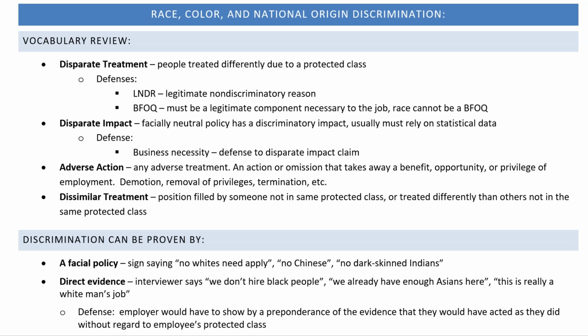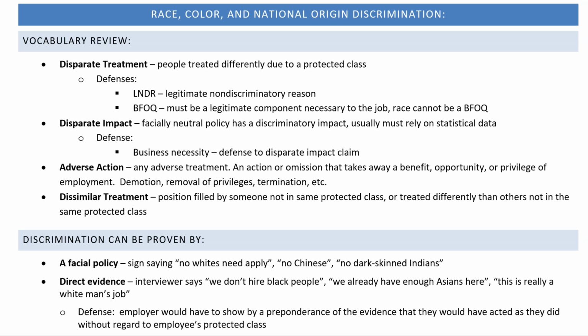The next term, disparate impact. These are the much harder to prove cases of discrimination. This usually results from a facially neutral policy that ends up having a discriminatory impact. We're usually having to rely on statistical data gathered over periods of time in order to prove that some policy has a disparate impact on some protected class.